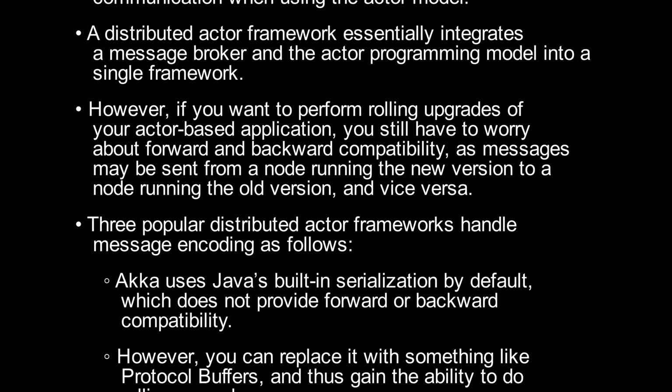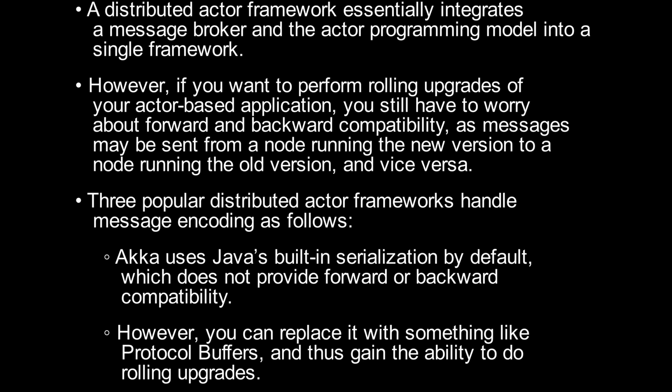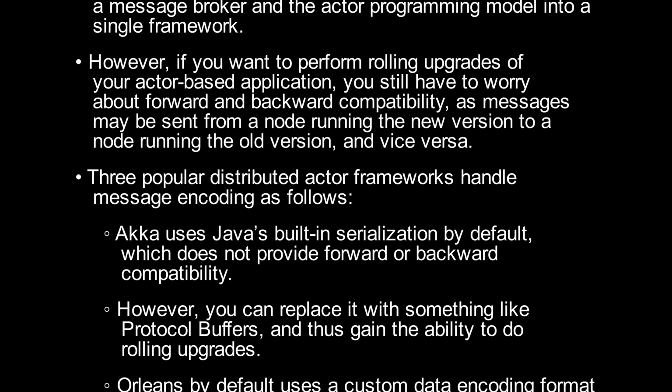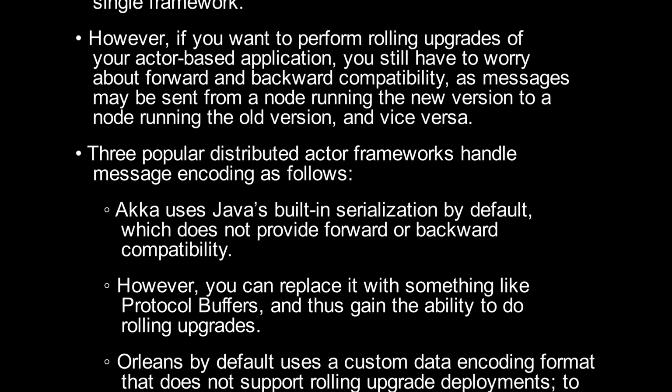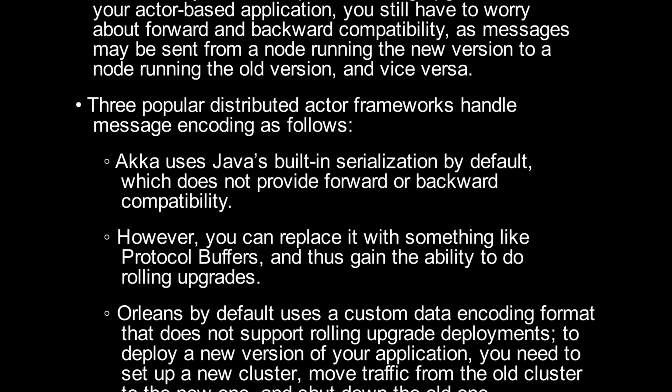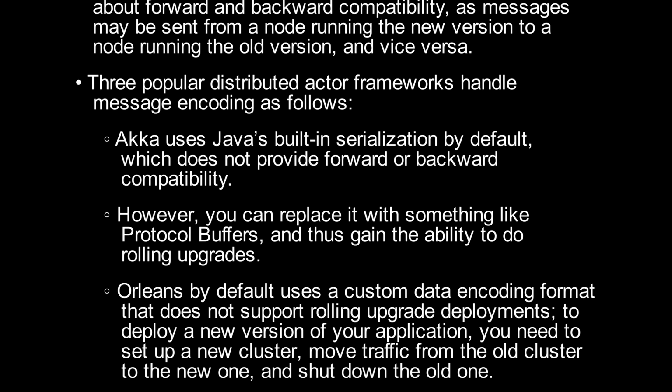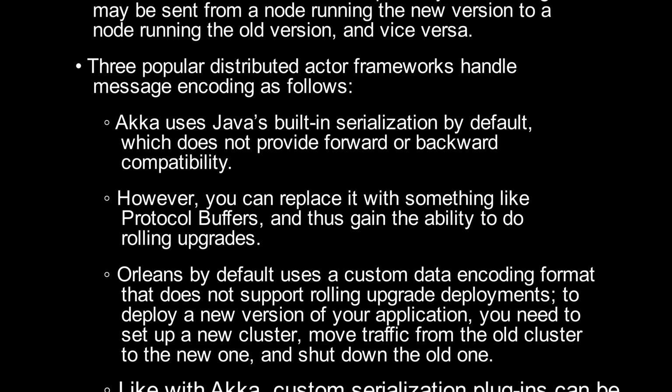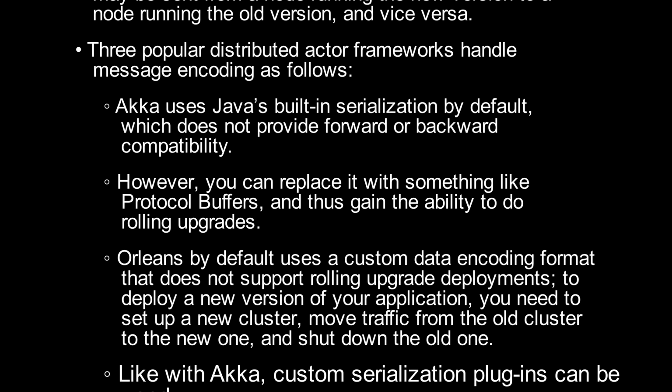Akka uses Java's built-in serialization by default, which does not provide forward or backward compatibility. However, you can replace it with something like protocol buffers, and thus gain the ability to do rolling upgrades. Orleans by default uses a custom data encoding format that does not support rolling upgrade deployments.